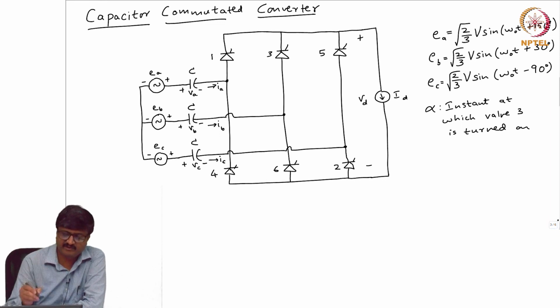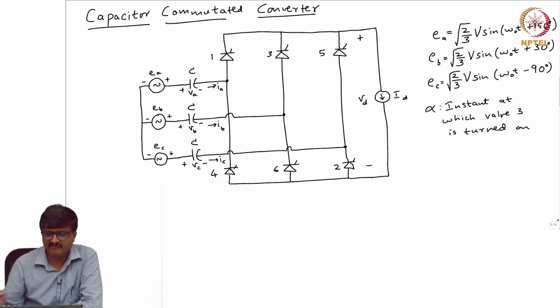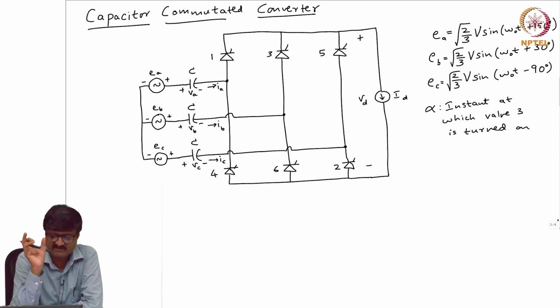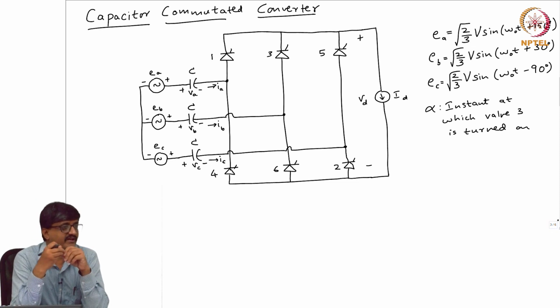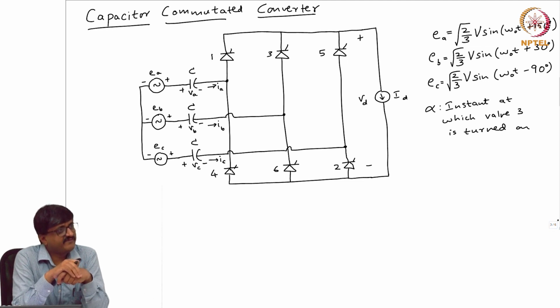Suppose I want the plot of VB. How can I get it? VB is the voltage across the capacitor in B phase. How to get the capacitor voltage waveform? Why should I write a KVL equation? If I want the voltage across the capacitor, can I not find it by knowing the current? Capacitance is known. So, can I not get the expression for VB if IB is known? Now, what is IB? Have we already seen the waveform of IB?